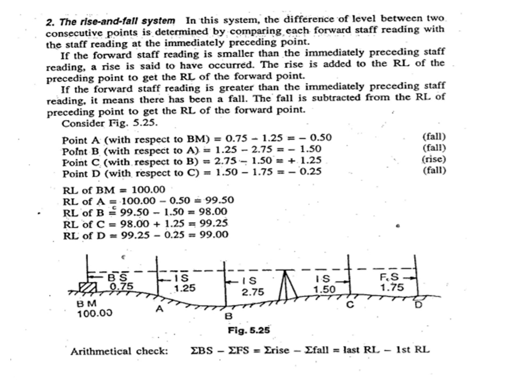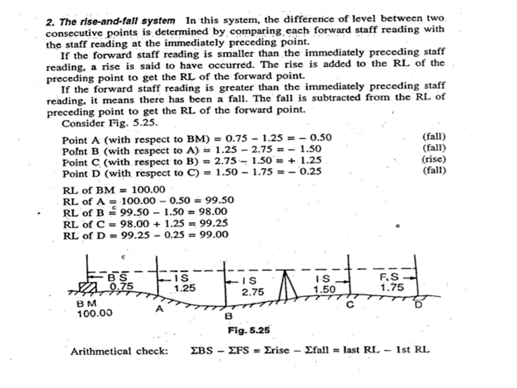Similarly, RL of B equals, we consider the RL of the previous point, that is A. So 99.5 is the RL of A, minus the fall at point B, that is minus 1.5. So you get the RL of B as 98. Similarly, to calculate the RL of C, you consider the RL of B, that is 98, and the rise at C, that is 1.25. So 98 plus 1.25 gives you 99.25. To calculate the RL of D, you consider the fall at point D. So 99.25 minus 0.25, that is 99.